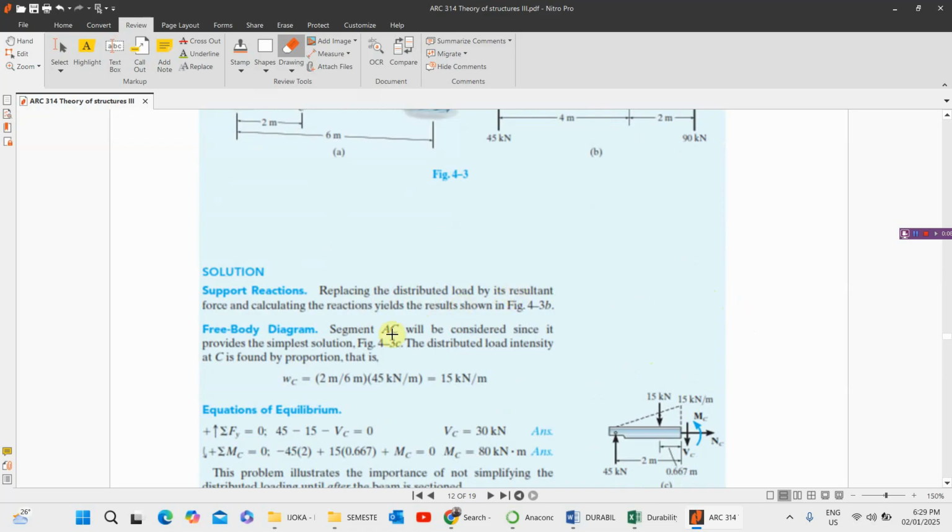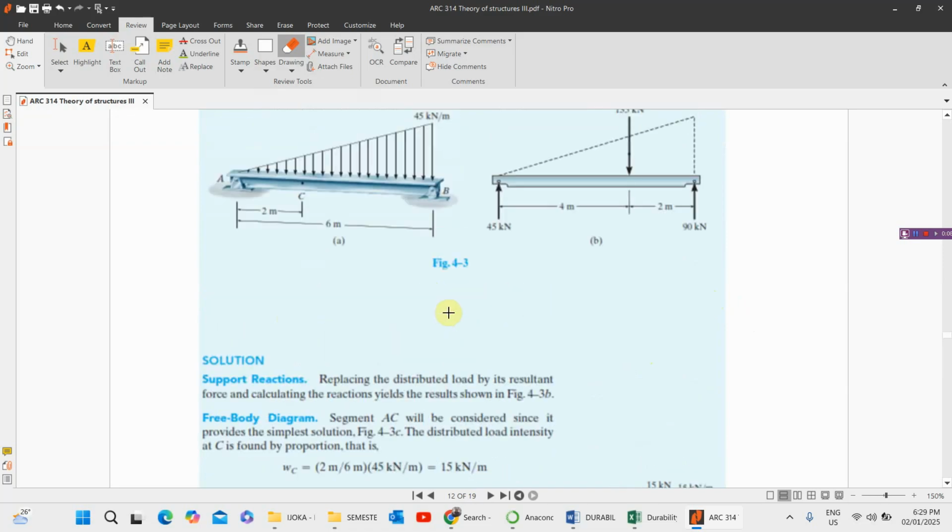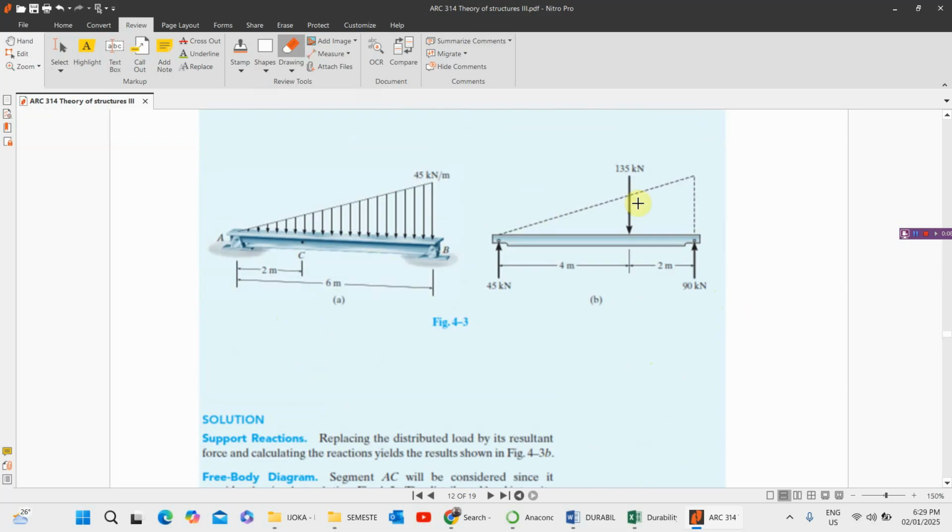Replacing the distributed load by a point load and calculating the reaction, we use this. We already know what it is. I believe we know how to calculate the reaction at each particular end. It's very simple. To calculate the reaction at this particular end, I can divide this into ratio 1 to 3 and 2 to 3. That is, the 2 to 3 will be at this point, the 1 to 3 will be at this particular point. What I am trying to say is that there are two ways of going about that.